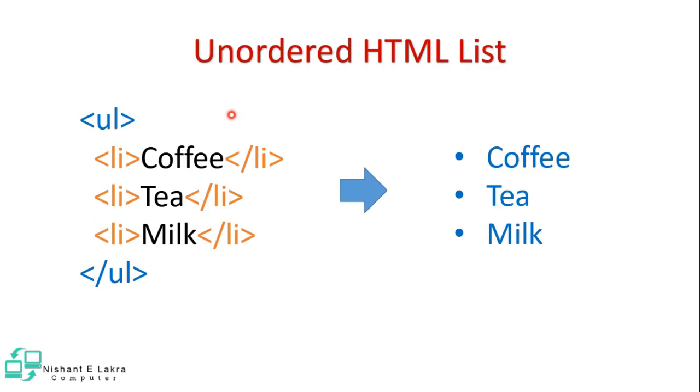The two tags that we learned here are the unordered list tag, the ul tag, and the other one is the li tag. Remember that both of these will have a closing tag, and the closing tag is shown by using a slash, okay, slash ul or slash li.